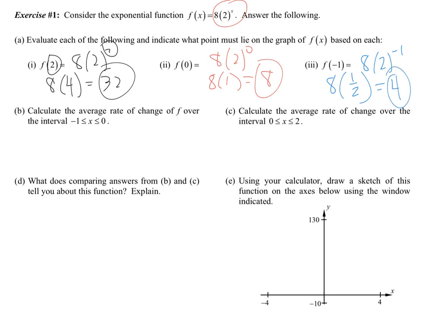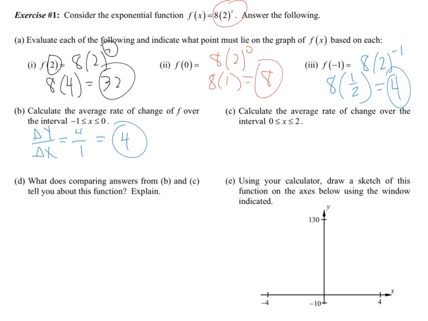So calculate the average rate of change of f over the interval. So we have change in y over change in x. Well, my change in x from negative 1 to 0 goes up 1. And then the y goes from 4 to 8, which goes up 4, so my average rate of change is 4.